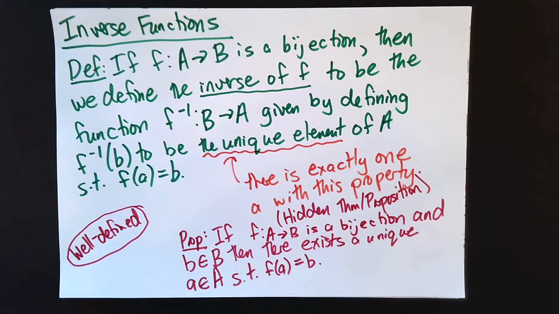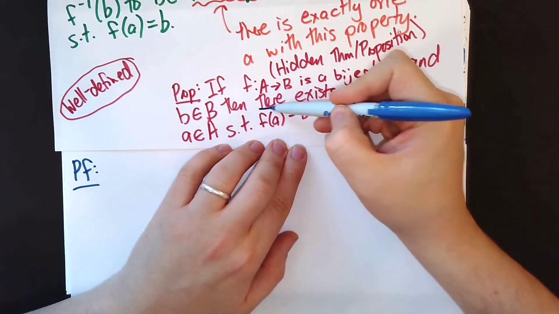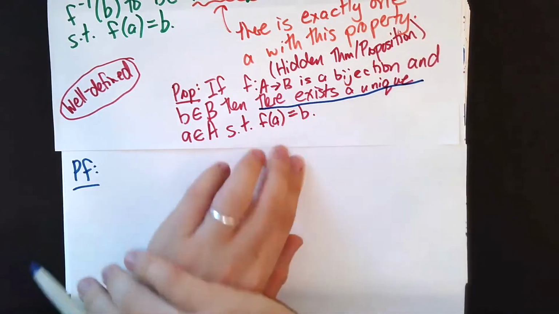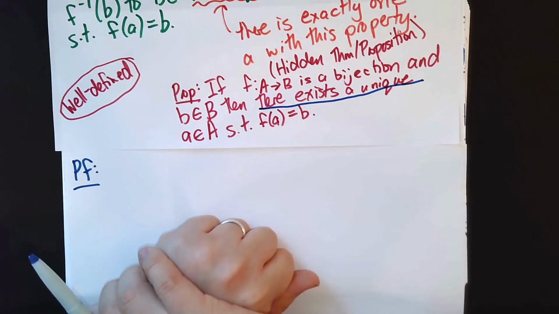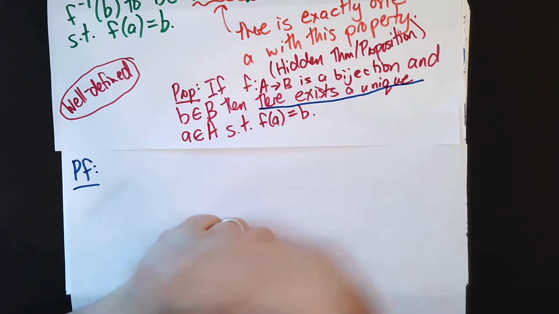So, that brings us to the second question. Why is this statement true? Note here the quantifier is there exists a unique. And so we have not proven a there exists a unique statement before. So I'll go over, as I do this proof, the general structure of that.